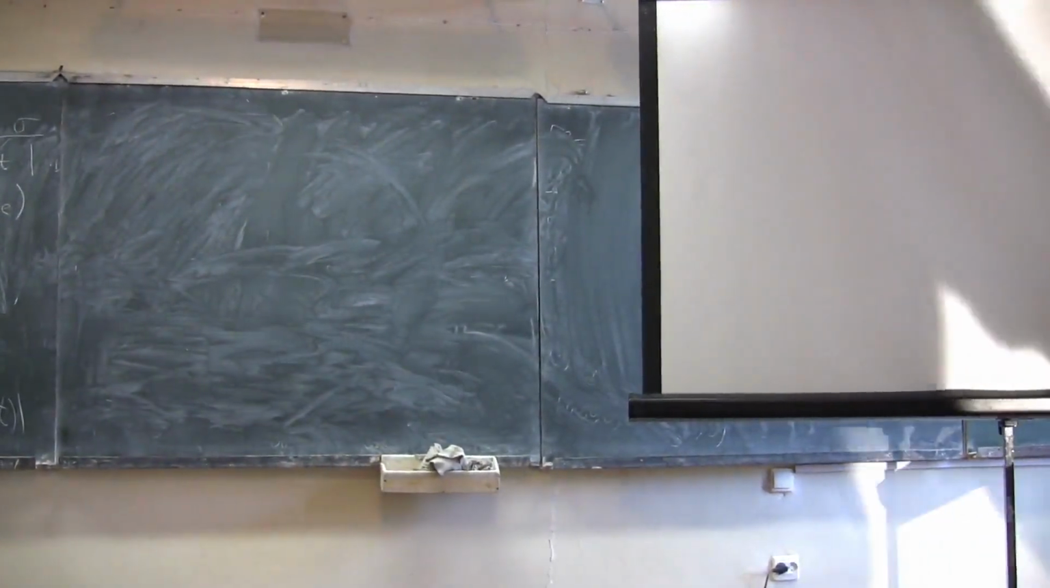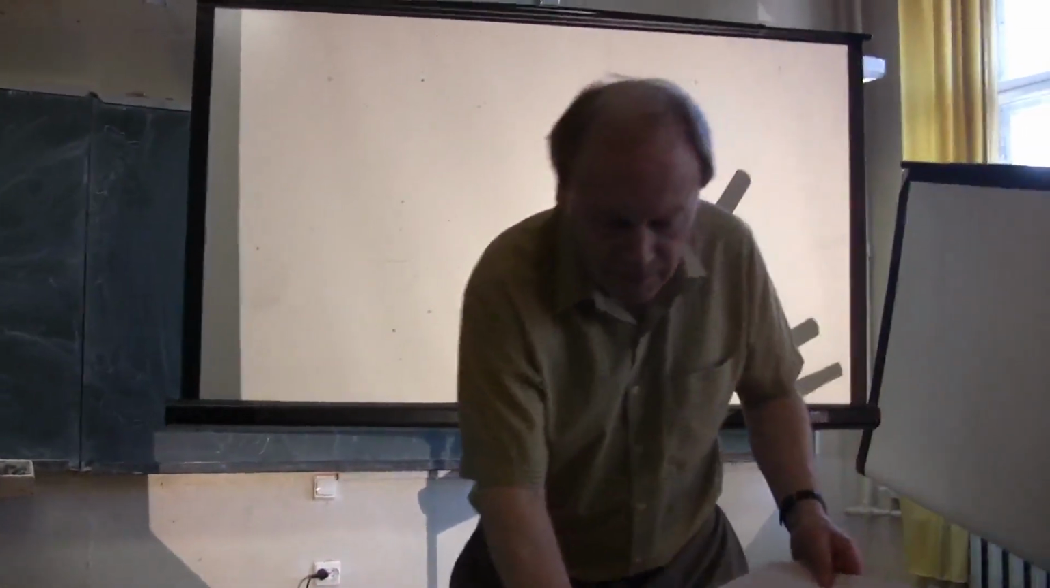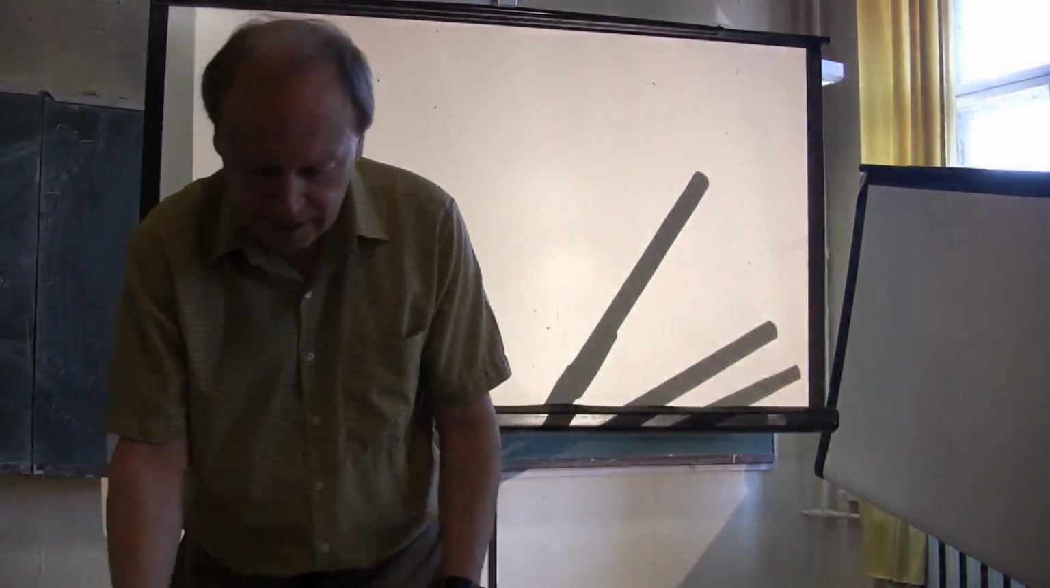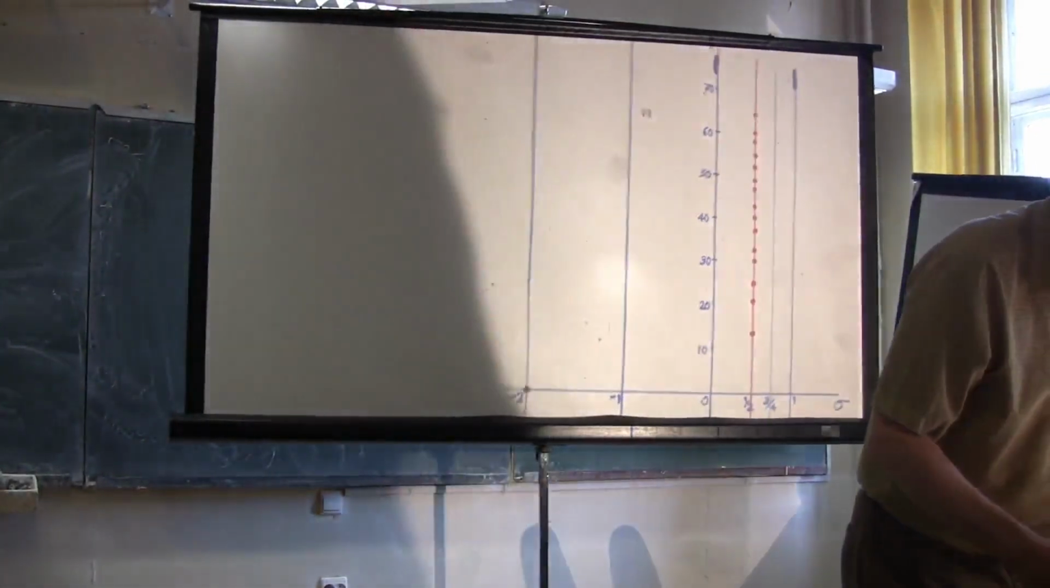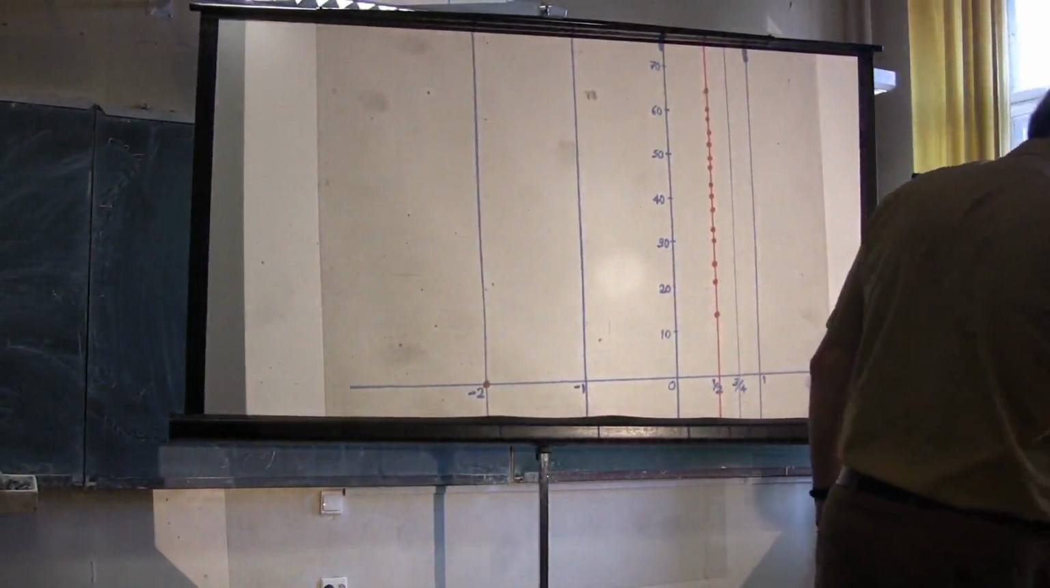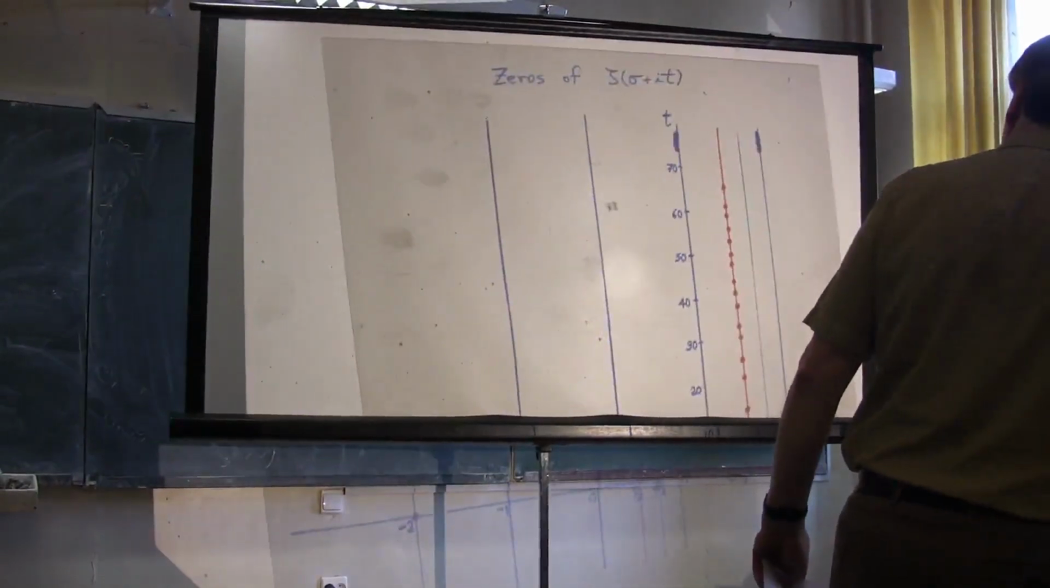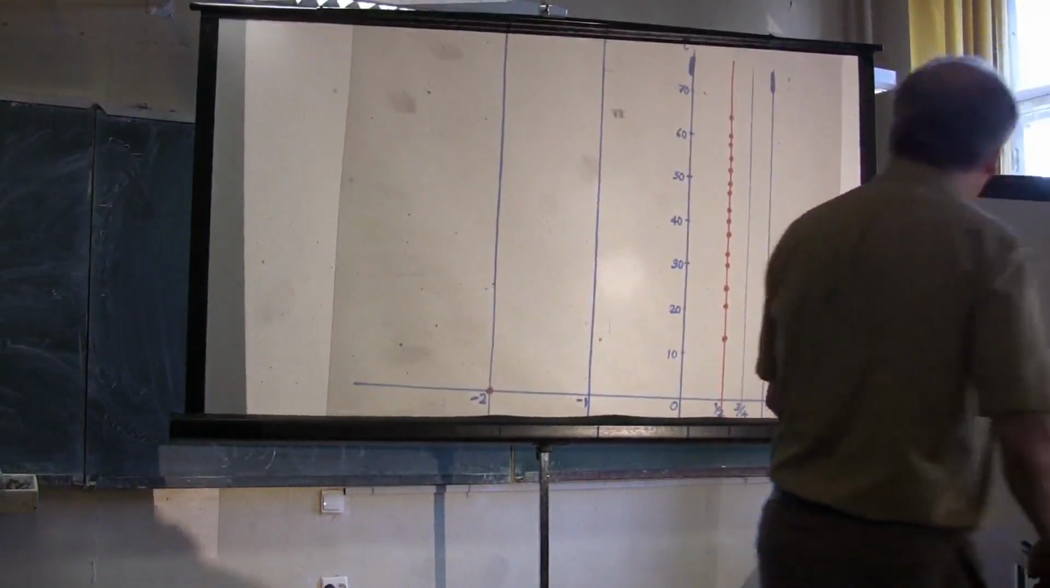Okay, so now I think we have a few more slides to do. Then I won't use them again. Next slide, of course, the Riemann zeta function. One of the most interesting things perhaps is to find the zeros. So here's a picture of some of the zeros of zeta.